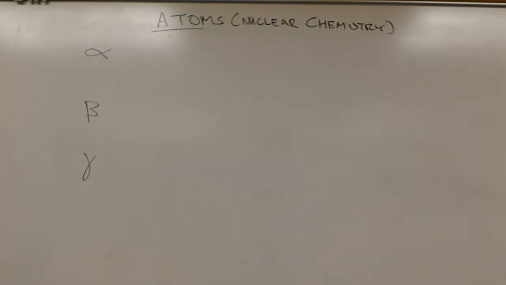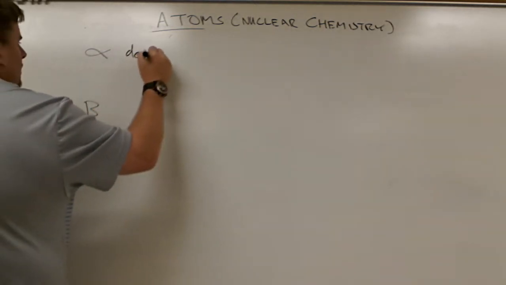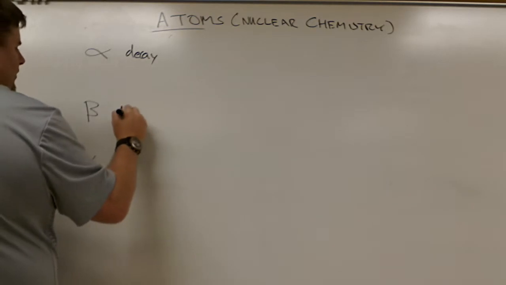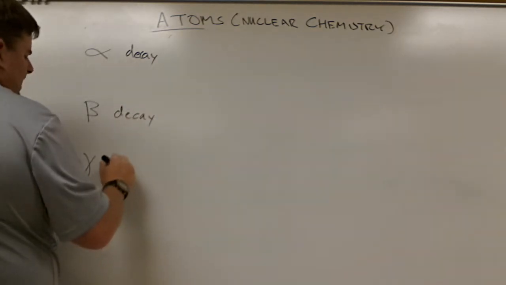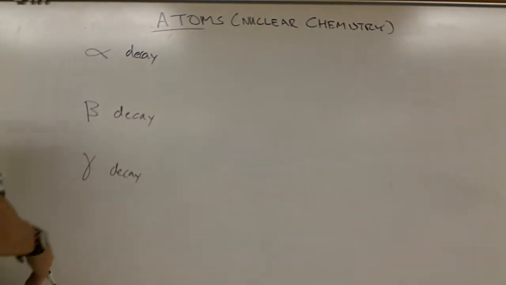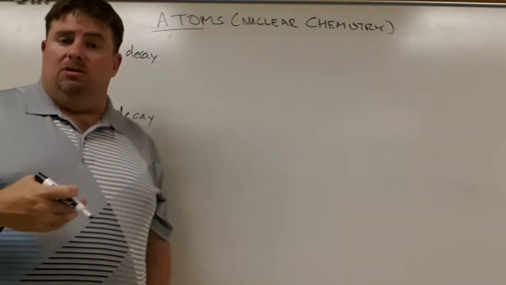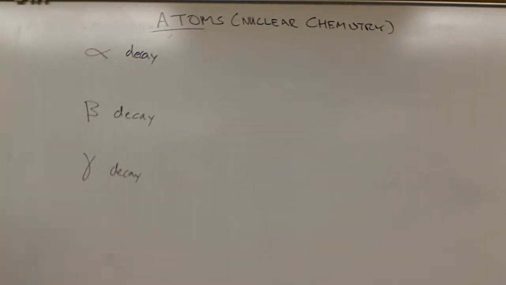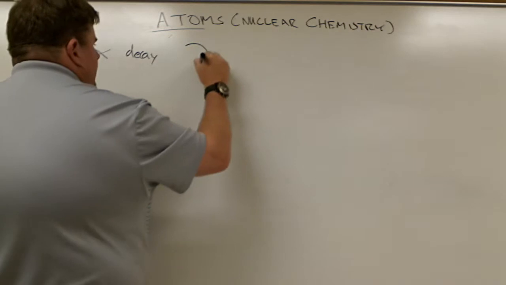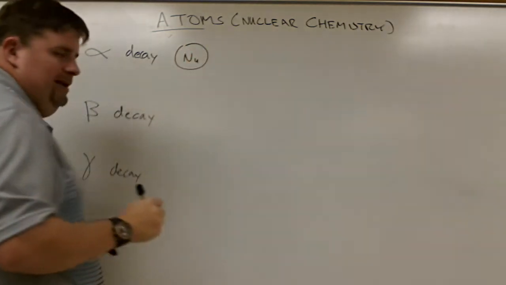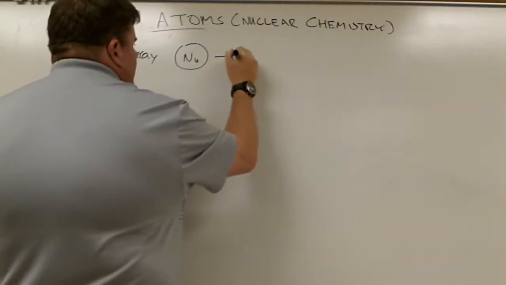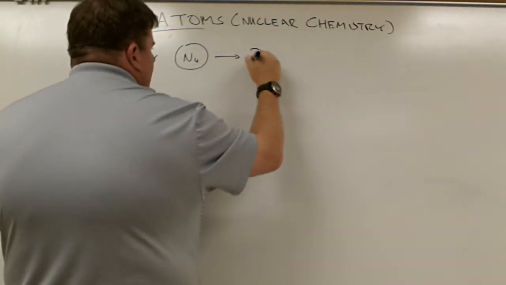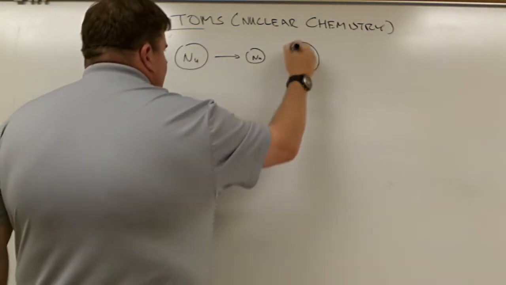Okay? And instead of calling these particles, I'm going to call them by what they are. It's the type of decay that they go through. So alpha decay, beta decay, and gamma decay. Right? And anytime something decays, essentially it's losing parts of itself and it's breaking apart. Okay? So in an alpha decay, what happens is that the nucleus is going to end up ejecting a smaller nucleus and making a smaller version of itself.